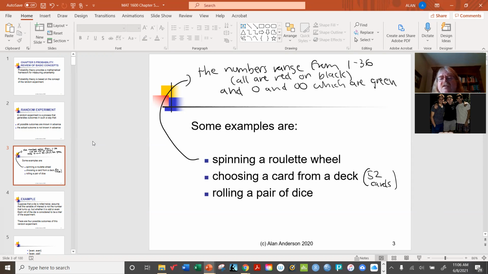And then rolling a pair of dice, which you've all done during your lifetimes. With a pair of dice, the range of possibilities is from 2 through 12. And there's 36 possible ways this can happen. So we know in advance what could happen. We just don't know what will happen. All right. So these are all examples of a random process.